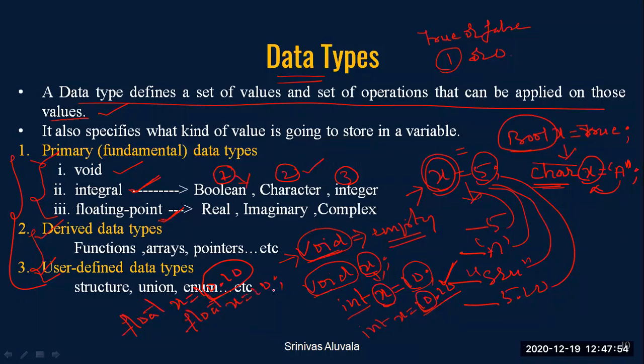No issues, it takes it. Why? Because this 10 can be treated as 10.00. And when I give an output of float x, it gives me 10.00. But for integer, it never accepts the decimal points. That's what the different data types we see in C language.